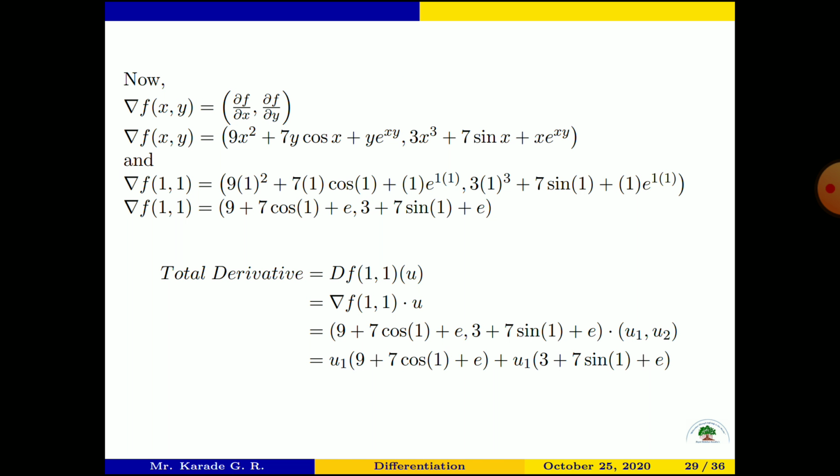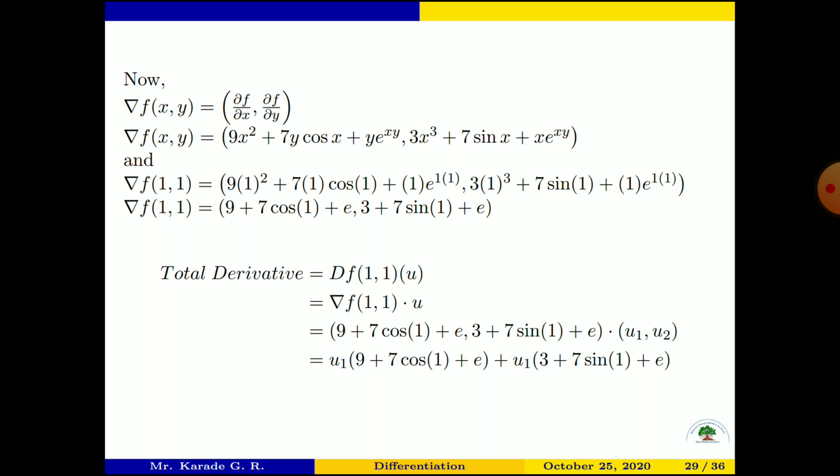Now the gradient of f of x comma y is nothing but a vector with two components, and that vector is dou f by dou x comma dou f by dou y. So the gradient of f at x comma y is equal to: the first component is 9x square plus 7y into cos x plus y into e raised to the power xy, comma the second component is 3x cube plus 7 sin x plus x into e raised to the power xy.